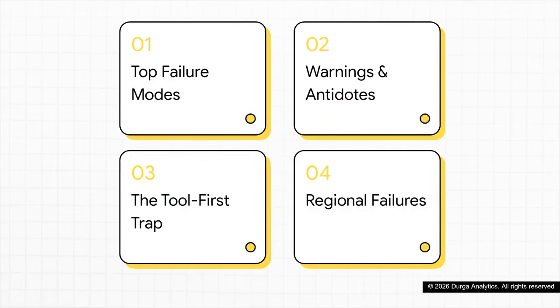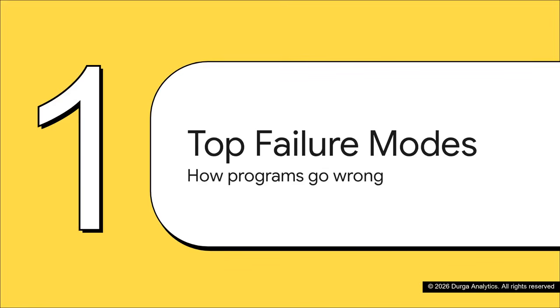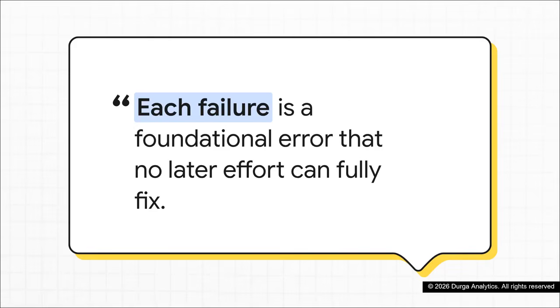Well, let's dive in. We've got a tight playbook today. We're covering 1. Top failure modes, 2. Early warnings and antidotes, 3. The tool-first trap, and 4. Global failure patterns. Starting right off with Section 1, Top Failure Modes. A failure mode is basically just a recognizable, reoccurring way that a program goes off the rails. And honestly, governance has a surprisingly short, predictable list of them.